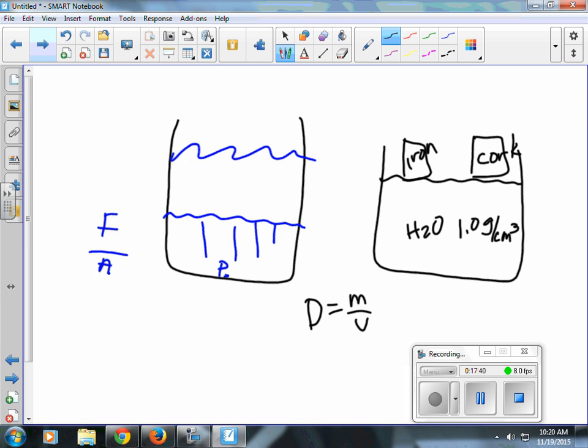Cork. Why the cork? That's less dense. So if an object is less dense, or at least equal to or less than the density of the fluid, it's going to float. Why won't the iron float? It's got more weight. More dense. If it's more dense, what's it going to do? Sink. Now you're ready for the test.